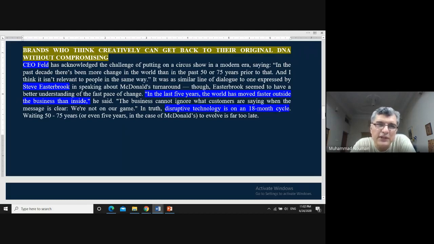And this is something also highlighted by the former CEO of McDonald's, Mr. Steve Brook, who in one of his statements said that in the last 5 years, the world has moved faster outside the business than inside. So wisdom tells us that disruptive technology, changes in the market, any technology that comes, usually it has an 18-month cycle, which means that it is very likely that some of the technologies that you come across will be no longer relevant within 18 months' time. So what it suggests to us is that things are so fast and moving so quickly that brands in any sector are under constant pressure to remain updated.